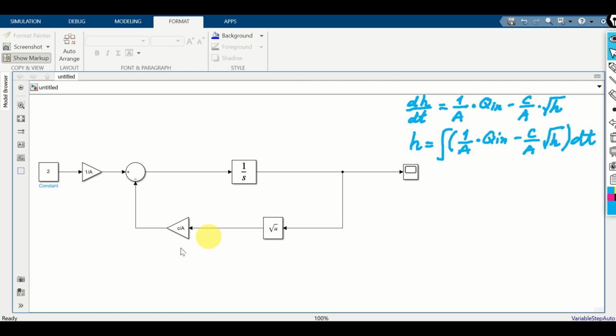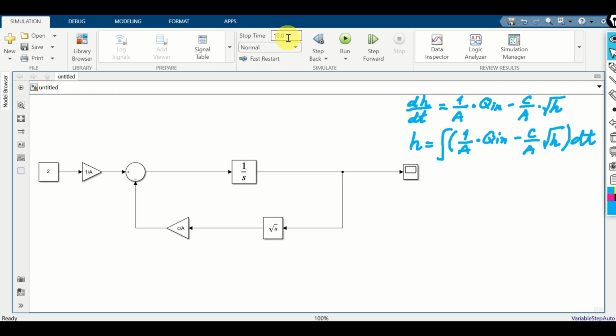Square root of h, c over a, minus qin multiplying 1 over a. We add these two terms over here. We integrate everything to obtain h, and we will plot the results. Let's simulate these dynamics by clicking over here. Change the stop time, for example, to 40, and click on Run to run the simulation.